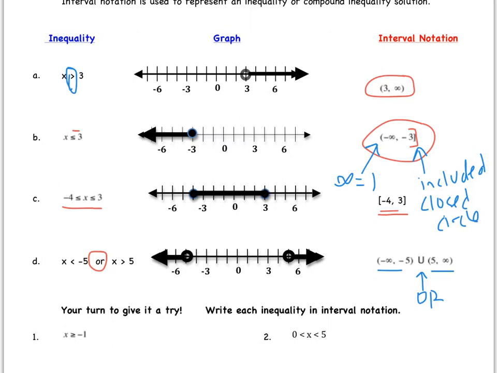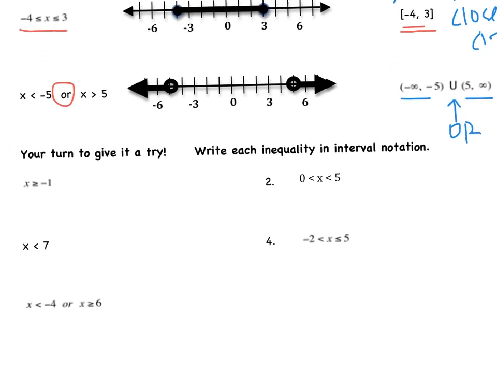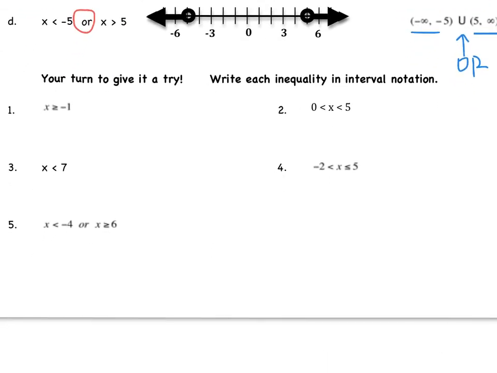Any questions before we try some on our own? No. Okay. So I'm going to do one or two with you, and then I'm going to have you guys do some. So we are going to start with problem 1.